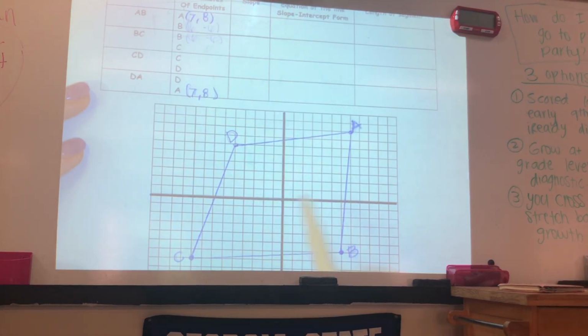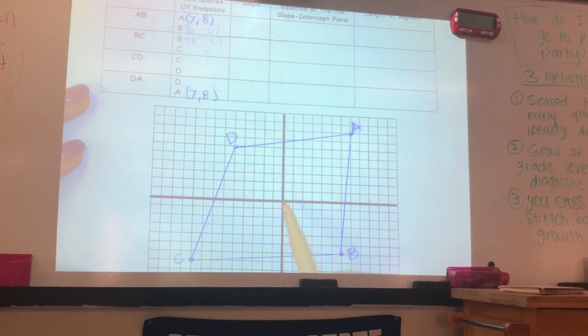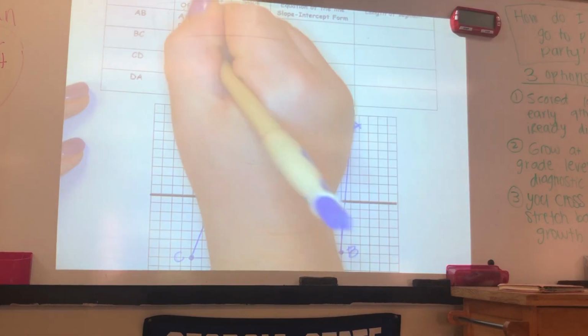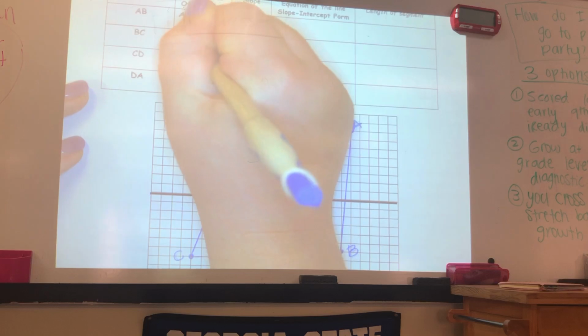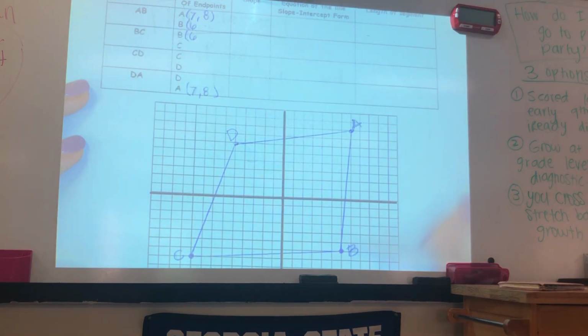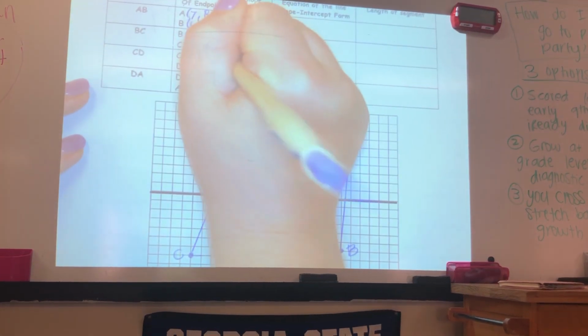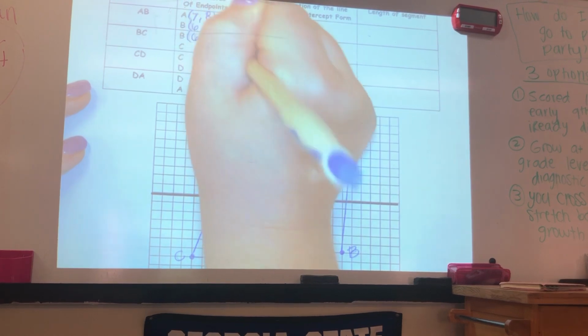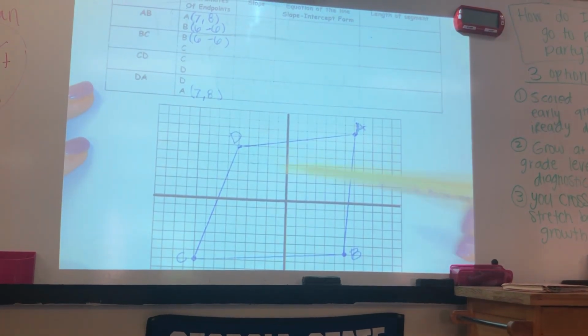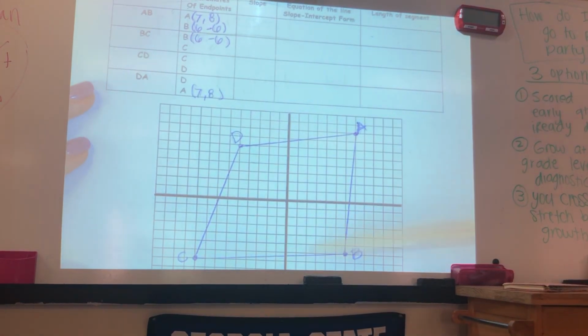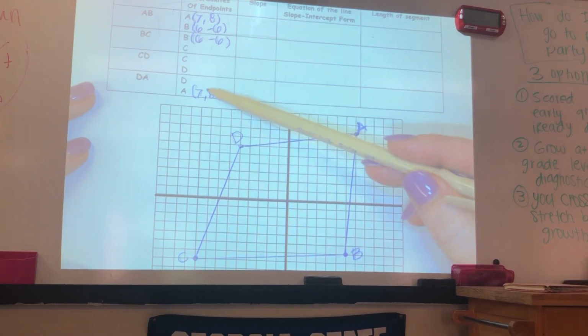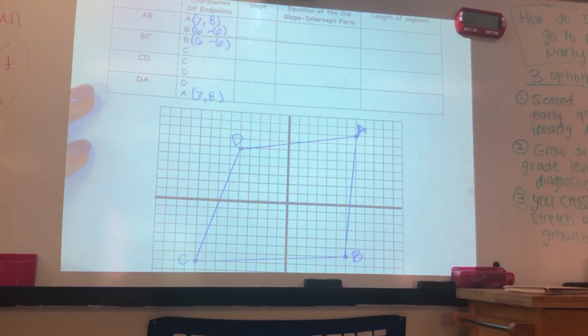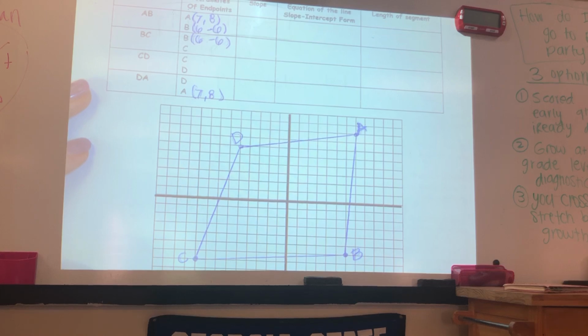My point B, from the origin, I'd have to go to the right 6. So my first number is going to be a 6. Then I'd have to go down, which is a negative 6. So I'm going to have negative 6. You go ahead and fill out the ordered pairs you have on your paper and make sure you fill out all of them. So do C and D as well. Go ahead and pause the video and do that.